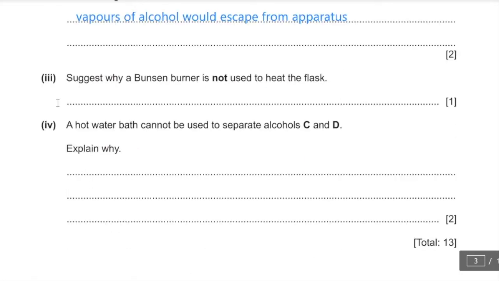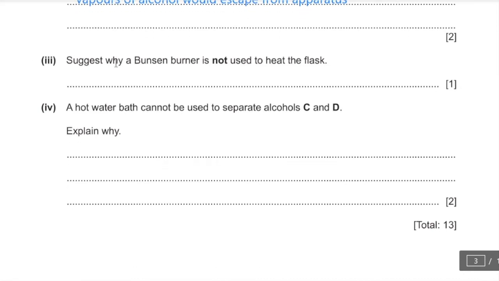3. Suggest why a Bunsen burner is not used to heat the flask. Because the mixture contains alcohols which are flammable. To keep away from any risk of igniting a fire, a Bunsen burner is not used.